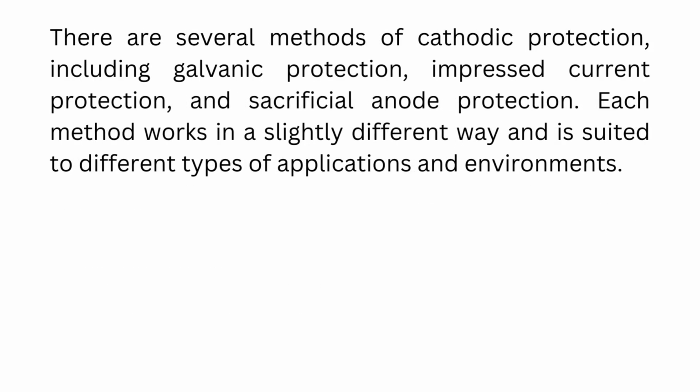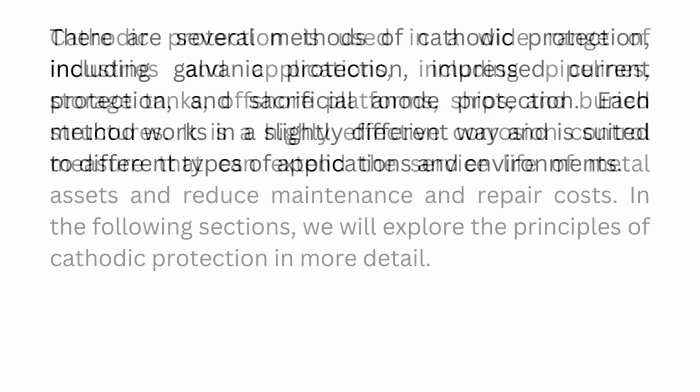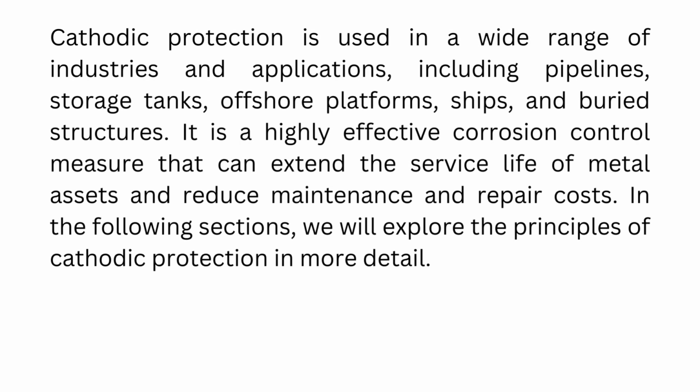There are several methods of cathodic protection, including galvanic protection, impressed current protection, and sacrificial anode protection. Each method works in a slightly different way and is suited to different types of applications and environments. Cathodic protection is used in a wide range of industries and applications, including pipelines, storage tanks, offshore platforms, ships, and buried structures. It is a highly effective corrosion control measure that can extend the service life of metal assets and reduce maintenance and repair costs.